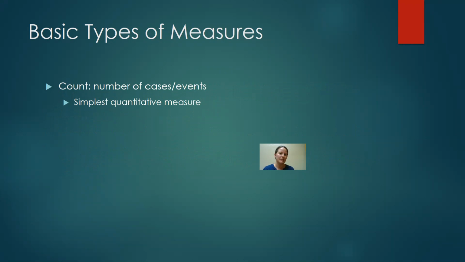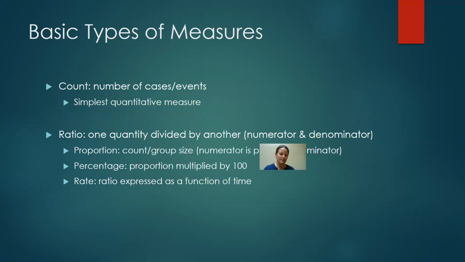The first is a count, and so this is simply the number of events or cases of a disease. It's the simplest measure that we have quantitatively, but the downside is we don't have a denominator for it, so it's not always clear what it means. So you might have 20 cases of diabetes, but you can't really interpret that unless you know what the underlying population or the source of those cases is.